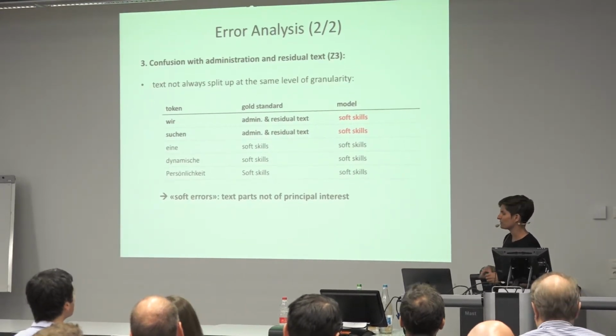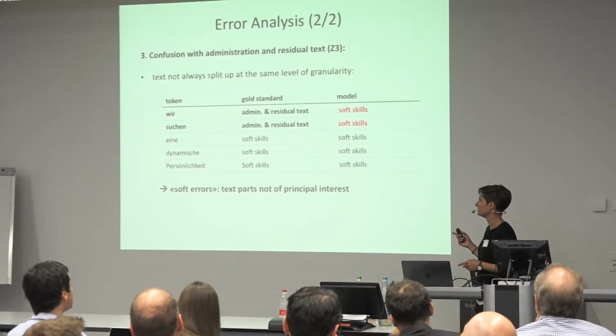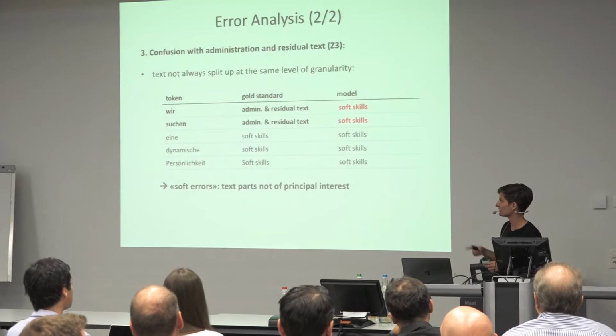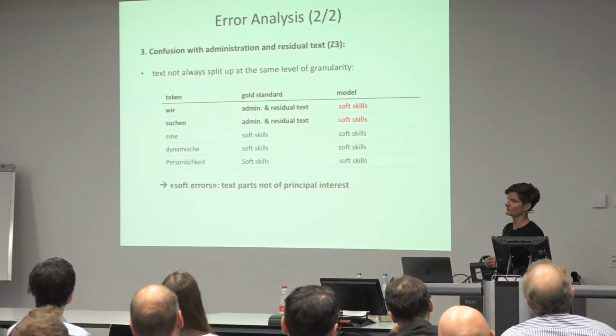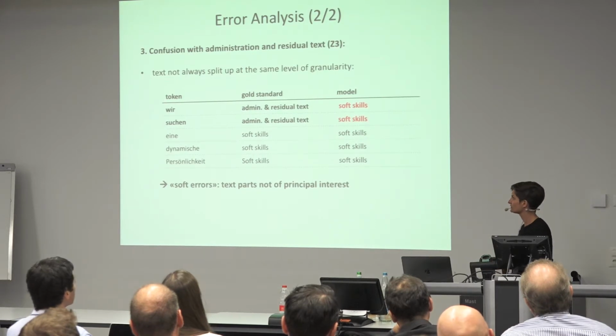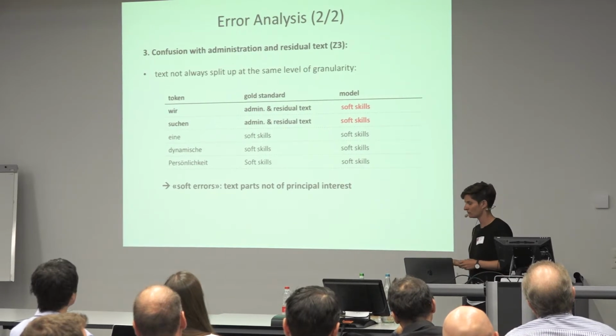And to get back to our example in the beginning, as we can see here, eine dynamische Persönlichkeit was correctly classified as part of the soft skills. So if we are interested in extracting the soft skills, our automatic text zoning solution here is useful.